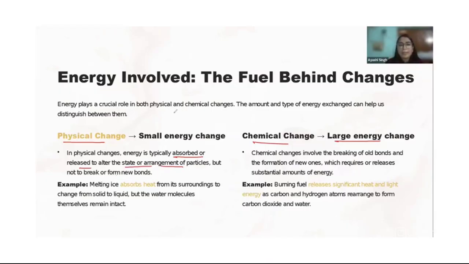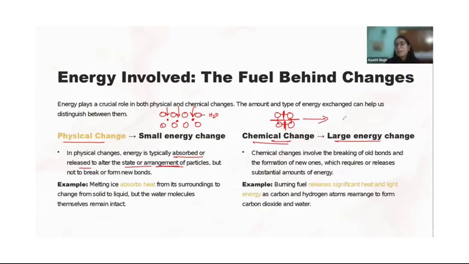So here, for example, let's say we have water particles and in between we have added salt. We are mixing it. What is happening? The arrangement of particles is becoming such that the salt is getting dissolved in between the intermolecular spaces of water. So the arrangement of particles is being changed here with the help of a little bit of energy. But in a chemical change, these bonds will be broken. The bonds between the water particles will be broken and it will become something else.